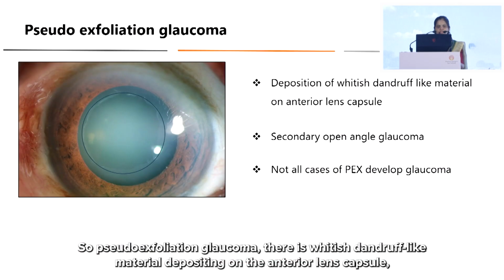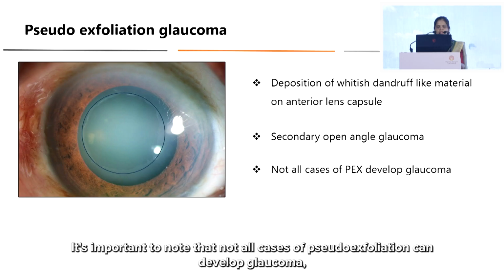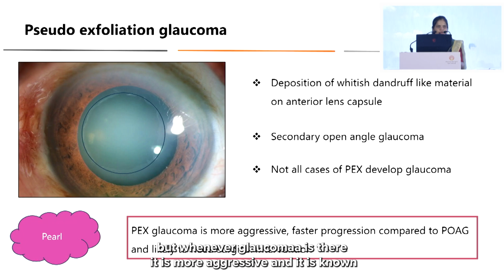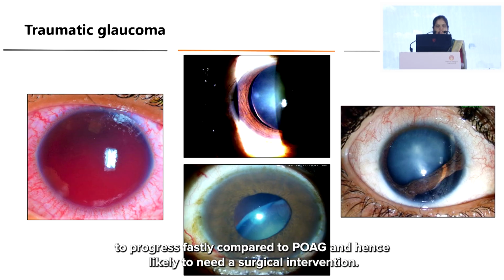In pseudoexfoliation glaucoma, there is whitish dandruff-like material depositing on the anterior lens capsule, usually causing secondary open angle glaucoma. It's important to note that not all cases of pseudoexfoliation develop glaucoma, but whenever glaucoma is there, it is more aggressive and is known to progress faster compared to POAG, and hence is likely to need surgical intervention.